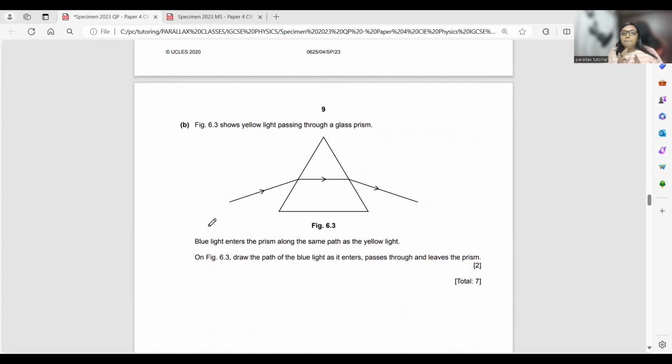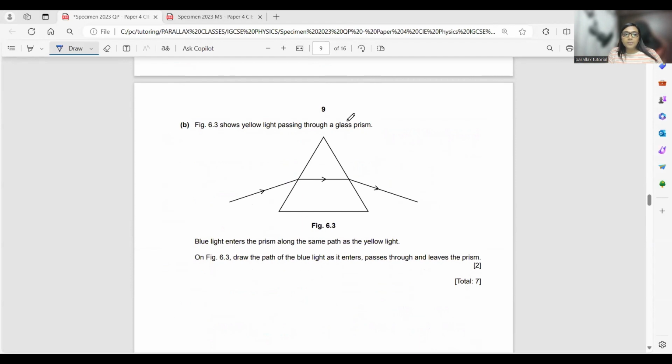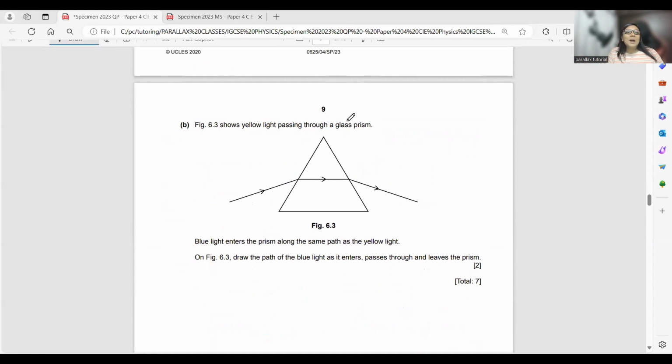Okay. Figure 6.3 shows yellow light passing through a glass prism. Now remember what happens in a prism. We have all learned that dispersion of light happens, right? However, over here, let's see what the question is asking. So this is a path of a yellow light. Before going ahead with blue light or whatever is asked in the question, let's have a look at the light, which is VIBGYOR. Okay, this constitutes white light, VIBGYOR. So this is the order. Now you need to remember the order.